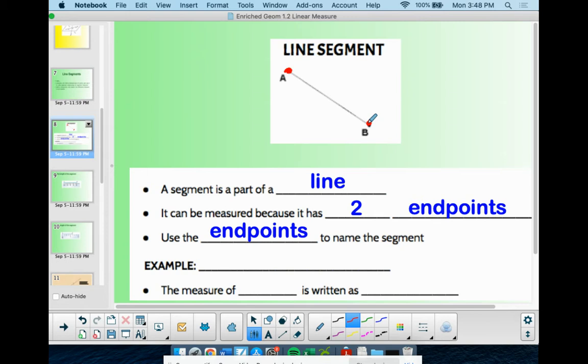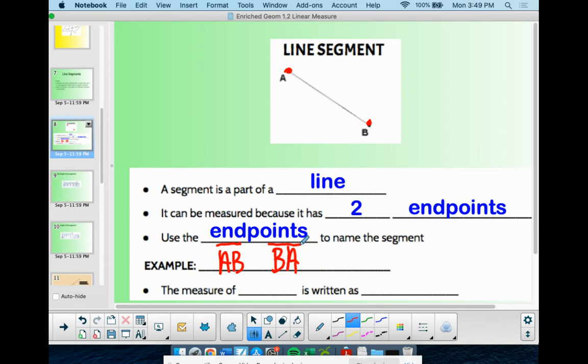When you name a line segment, you use its endpoints. So this could be either segment AB, and you put a little segment bar on top so you know it's a line segment versus a line or something. Or you could do it the other way, BA. Again, make sure you put that segment bar on top. Otherwise, it could be 2 points, it could be a line, it could be a ray. Make sure you indicate that it's a segment.